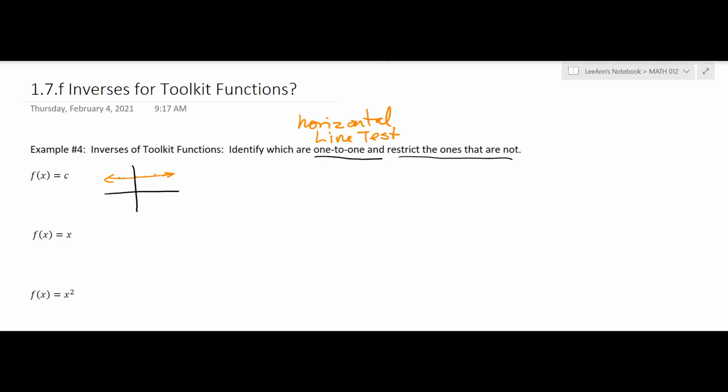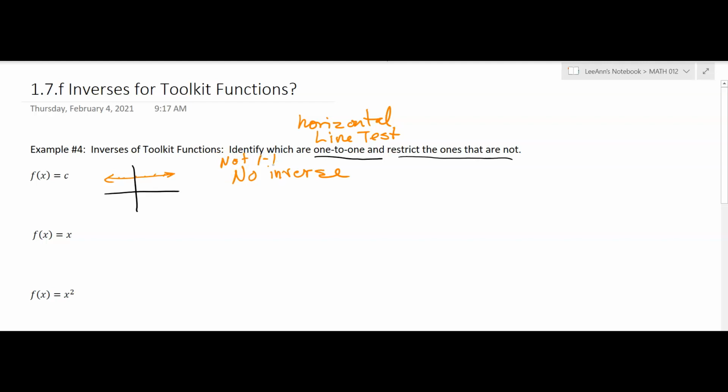You would just have one point that you could use. And you can't really have the inverse of a point. I mean, it's just going to be one point. It's not going to be a thing. Okay, so we're going to say there's no inverse here. You're not going to get that line or part of that line. Okay, so no inverse. It's not one-to-one.